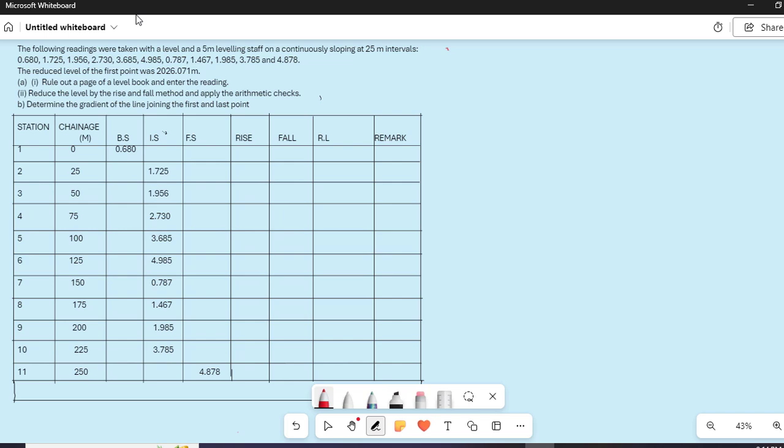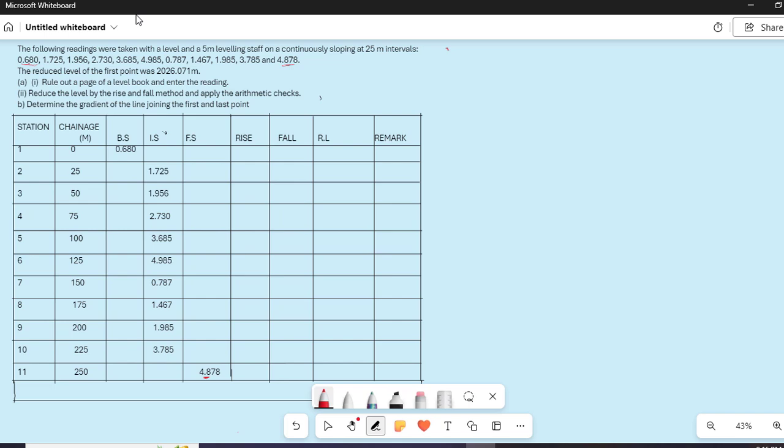The table is already here, and you can see that we have different stations as per the data given. From the data given we have the first reading, that is 0.680, and we know that in rise and fall or in surveying work the first reading is always a backsight, and that is why we booked the 0.680 here as a backsight. Then the last reading is always a foresight, and you can see it is already here as our foresight, 4.878.